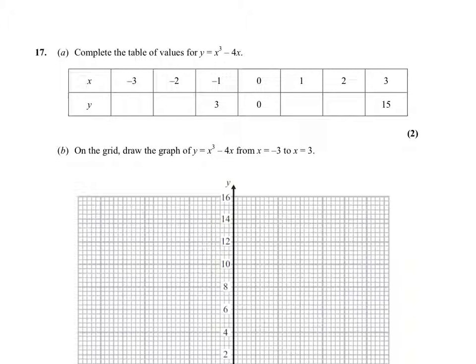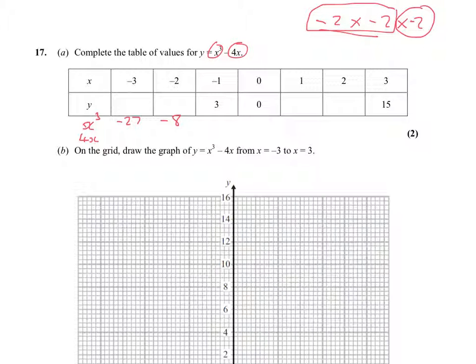The way to try this one is just put an extra row in to work out the x cubeds and the 4x's, and then we're doing the x cubed row, take away the 4x row. So minus 3 times minus 3 times minus 3, and you've got to watch your negatives there. Minus 3 times minus 3 is 9, times minus 3 is minus 27. Sorry, I was doing minus 2 cubed, so minus 27 and minus 8. So watch those. Minus 2 times minus 2 times minus 2: minus 2 times minus 2 is 4, then times minus 2 would give us minus 8.